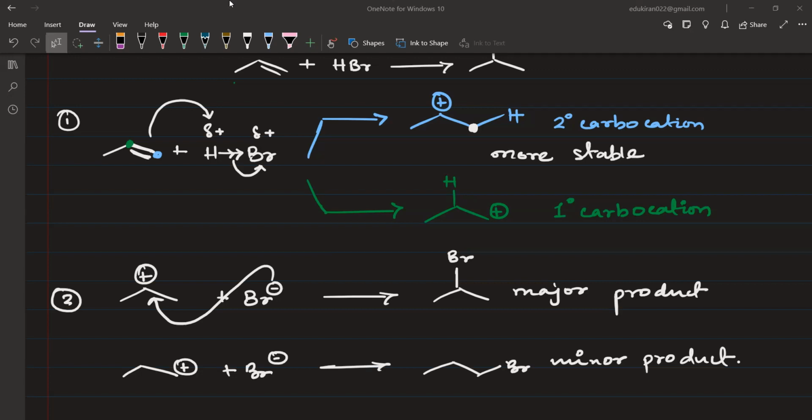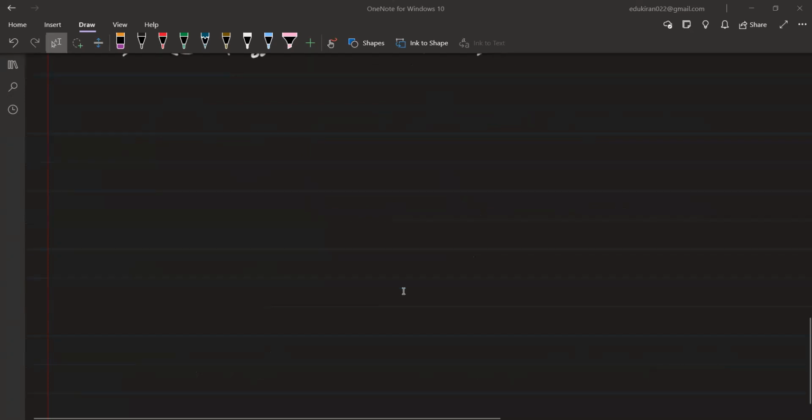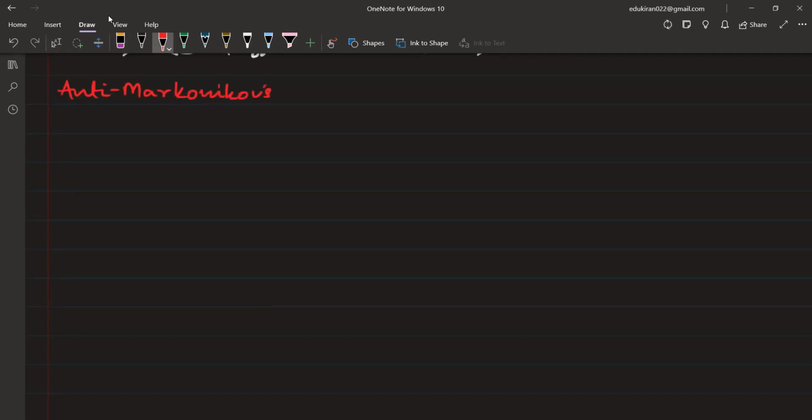Done, all of you? Okay. Now write next the anti-Markovnikov's rule, or it is also known as Kharash effect or the peroxide effect. Please write. Anti-Markovnikov rule. It is also known as Kharash effect. This is also known as peroxide effect.